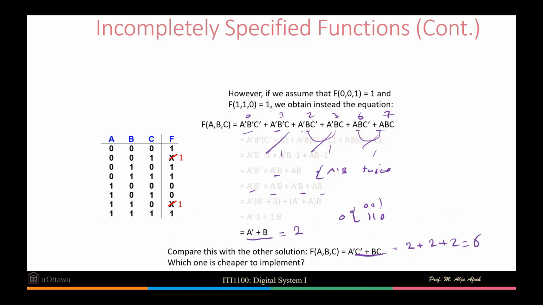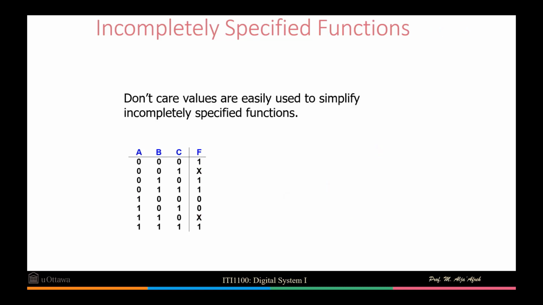So apparently, considering the function f will produce 1 whenever I have 0, 0, 1 and 1, 1, 0, it will be cheaper for me to implement than if I consider it 0. Now we can use the Karnaugh map to do so, and we will use the X to our favor all the time.